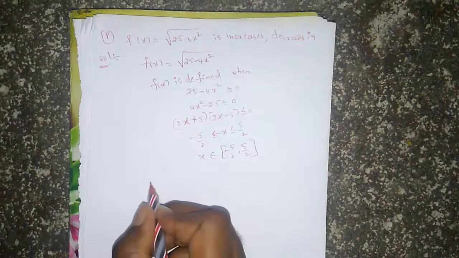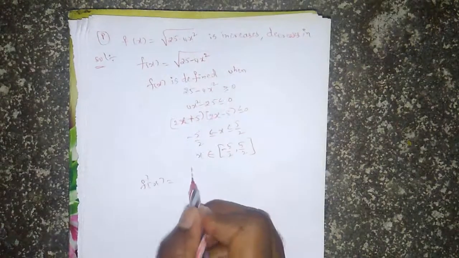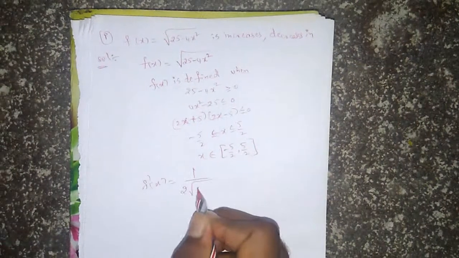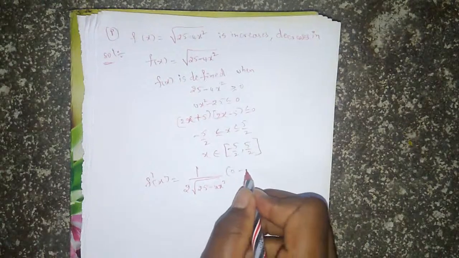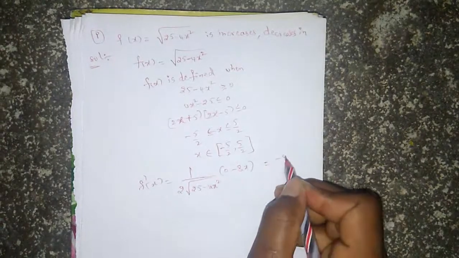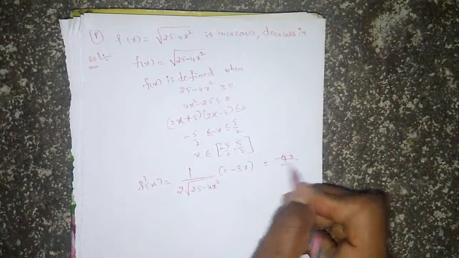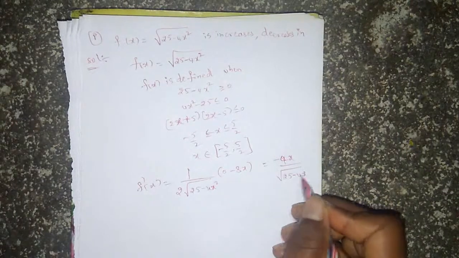Next we need to find f dash of x. This is in the form of root x, so its derivative is 1 by 2 root x into derivative of 25 is 0 minus derivative of 4x square is 8x. This is minus 8x. 2 gets cancelled, 2 into 4 is minus 4x by root of 25 minus 4x square.